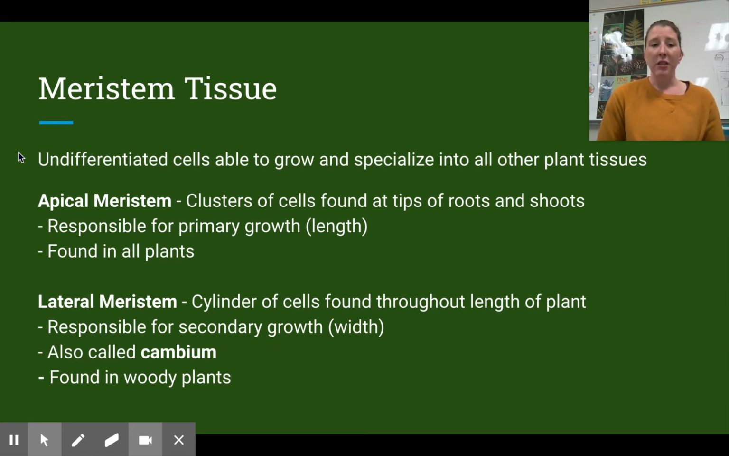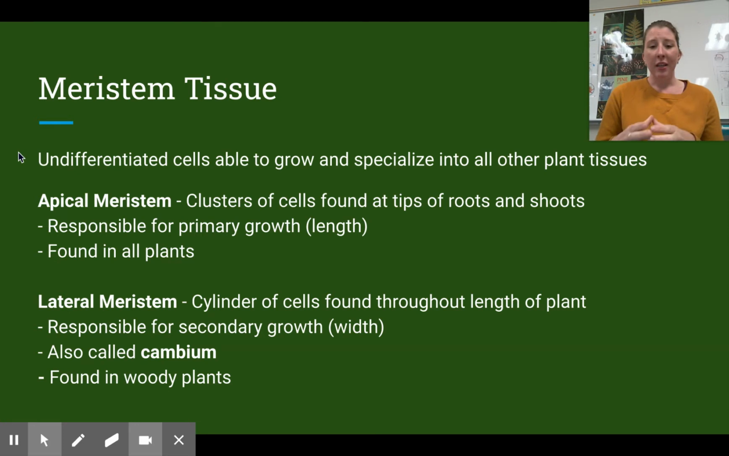In plants, there are two different types of meristem. There's apical meristem, which occurs at the apex or the tip of the plant, so you'll find those at the tips of the shoots and the tips of the roots. It is clustered, and it's responsible for primary growth, so that's what makes the plants longer or taller. Roots go down, shoots go up. All plants have apical meristem.